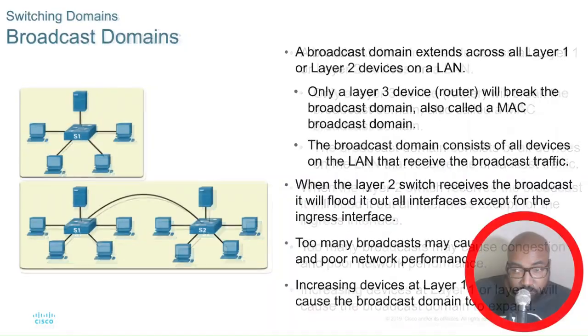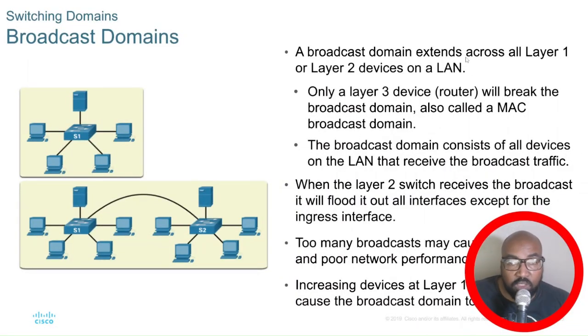Broadcast domains. A broadcast domain extends across all layer 1 and layer 2 devices on a local area network. Only a layer 3 device, a router, will break the broadcast domain, also called a MAC address broadcast domain. The broadcast domain consists of all devices on the local area network that receive the broadcast traffic. If you remember, when something comes in on the ingress and it doesn't know the MAC address, it's going to flood it out all interfaces except the ingress port it came into. When the layer 2 switch receives the broadcast, it will flood it out all the interfaces except the ingress.